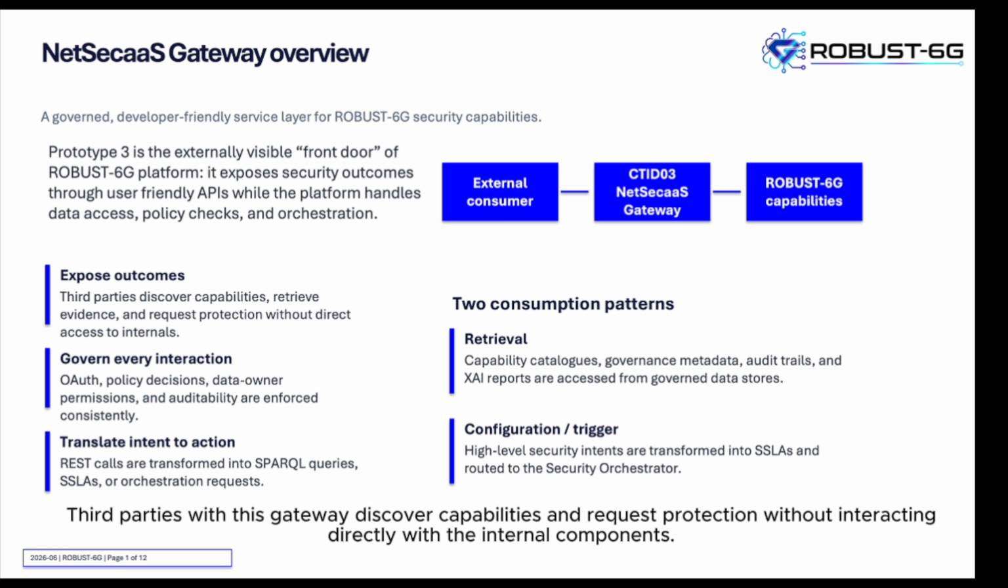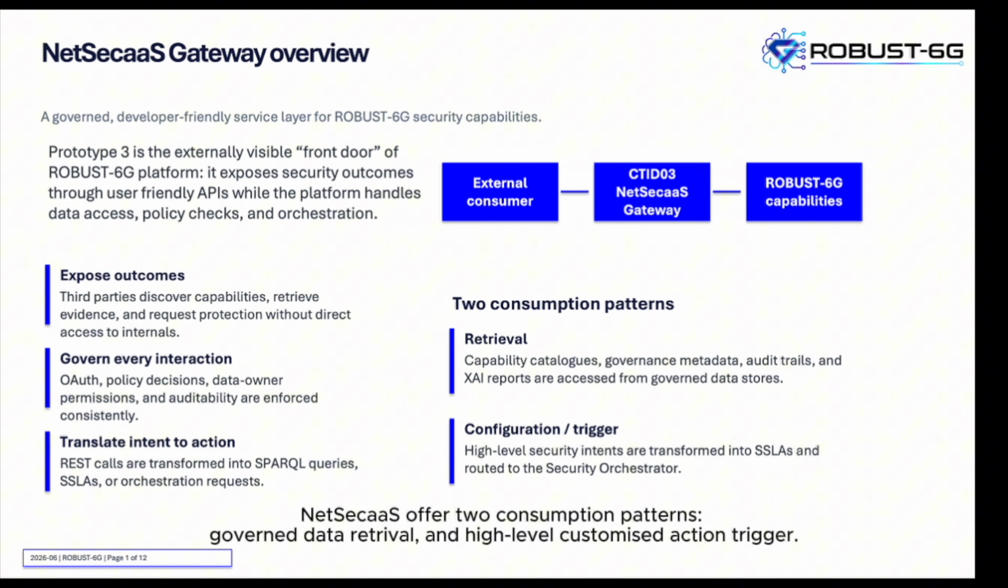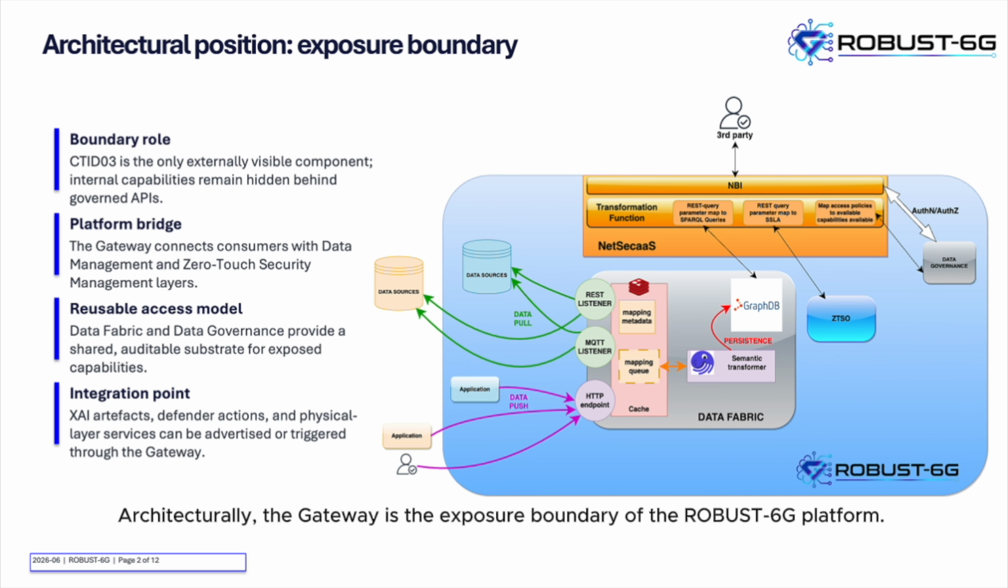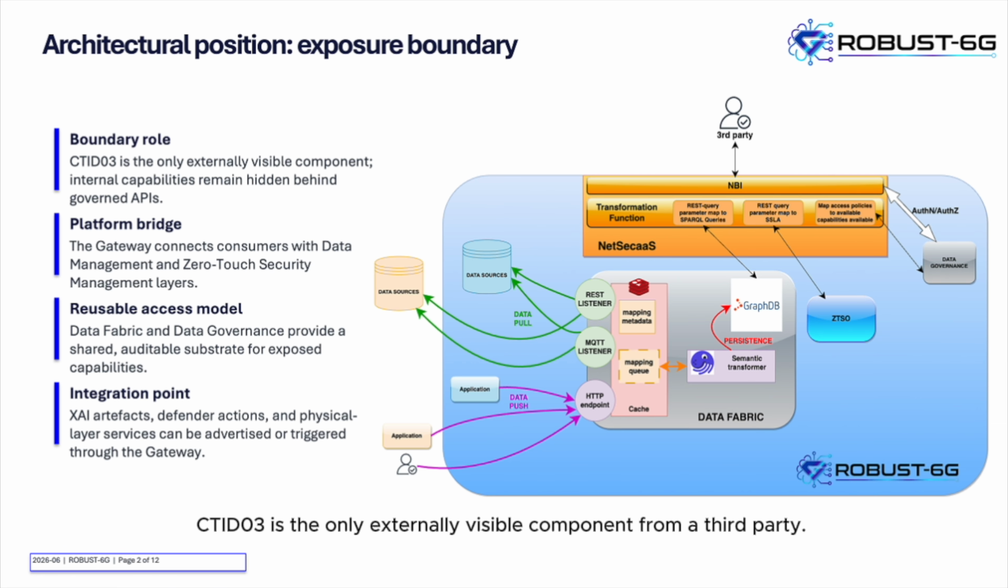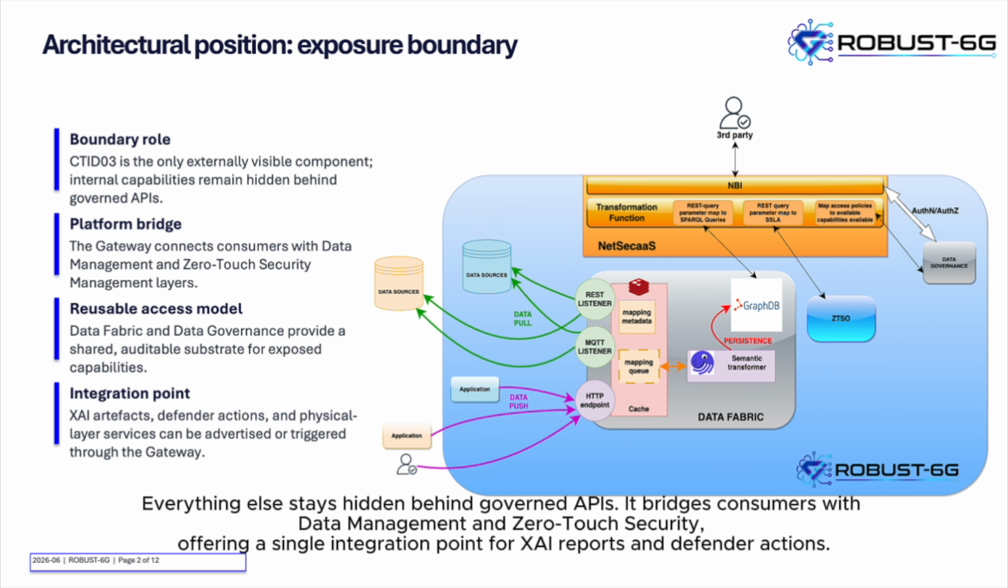Third parties with this gateway discover capabilities and request protection without interacting directly with the internal components. NetSecaaS offers consumption patterns, governed data retrieval, and high-level customized action triggers. Architecturally, the gateway is the exposure boundary of the robust 6G platform. CTIDO3 is the only externally visible component from a third party. Everything else stays hidden behind governed APIs. It bridges consumers with data management and zero-touch security, offering a single integration point for XAI reports and Defender actions.